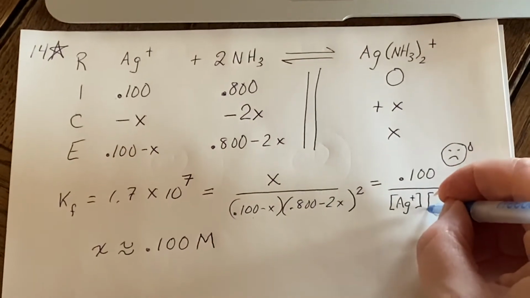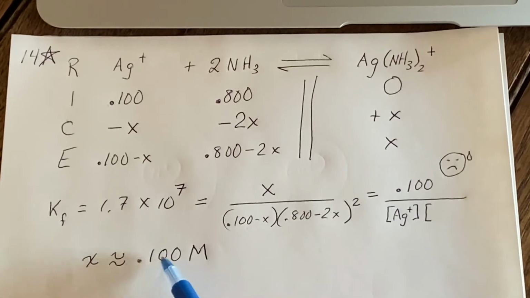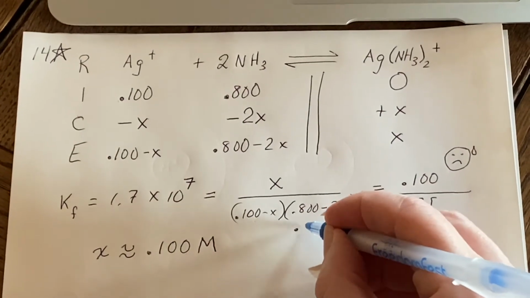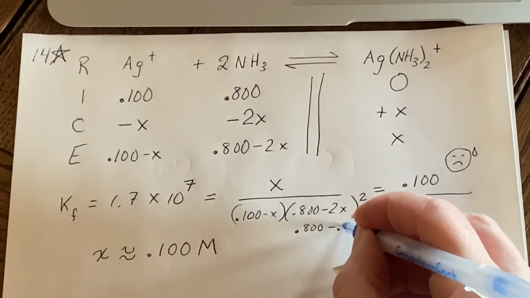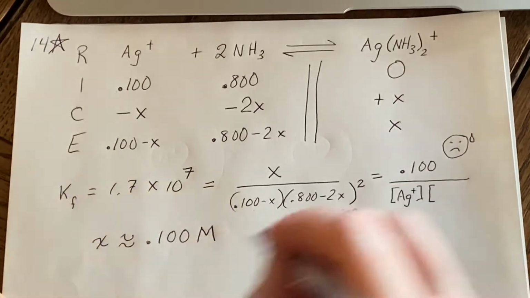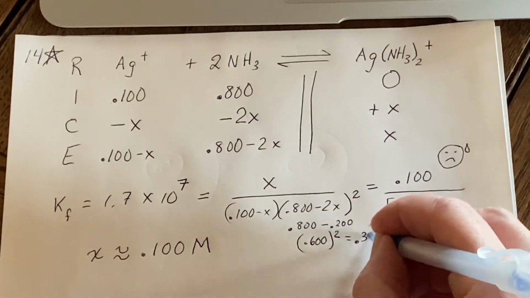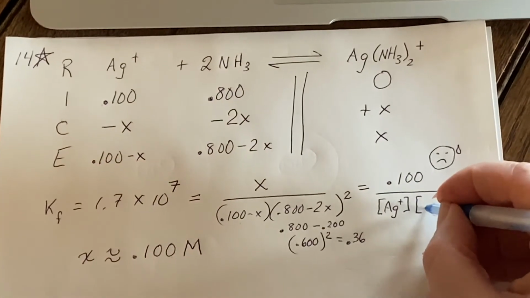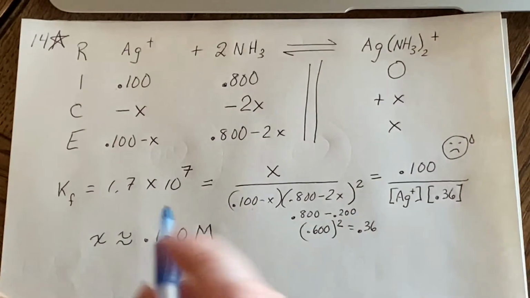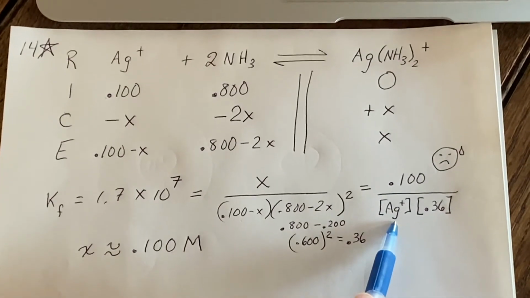And then here, because I'm saying that X is almost exactly 0.100, then I should say that this is going to be 0.800 minus 0.200. That would be 0.600, but it needs to be squared. When I square it, it's going to be 0.36. That's approximately correct. 0.36. Close enough, anyway. So I have a number here, I have a number here, I have a number here. And this is the only one that is missing.